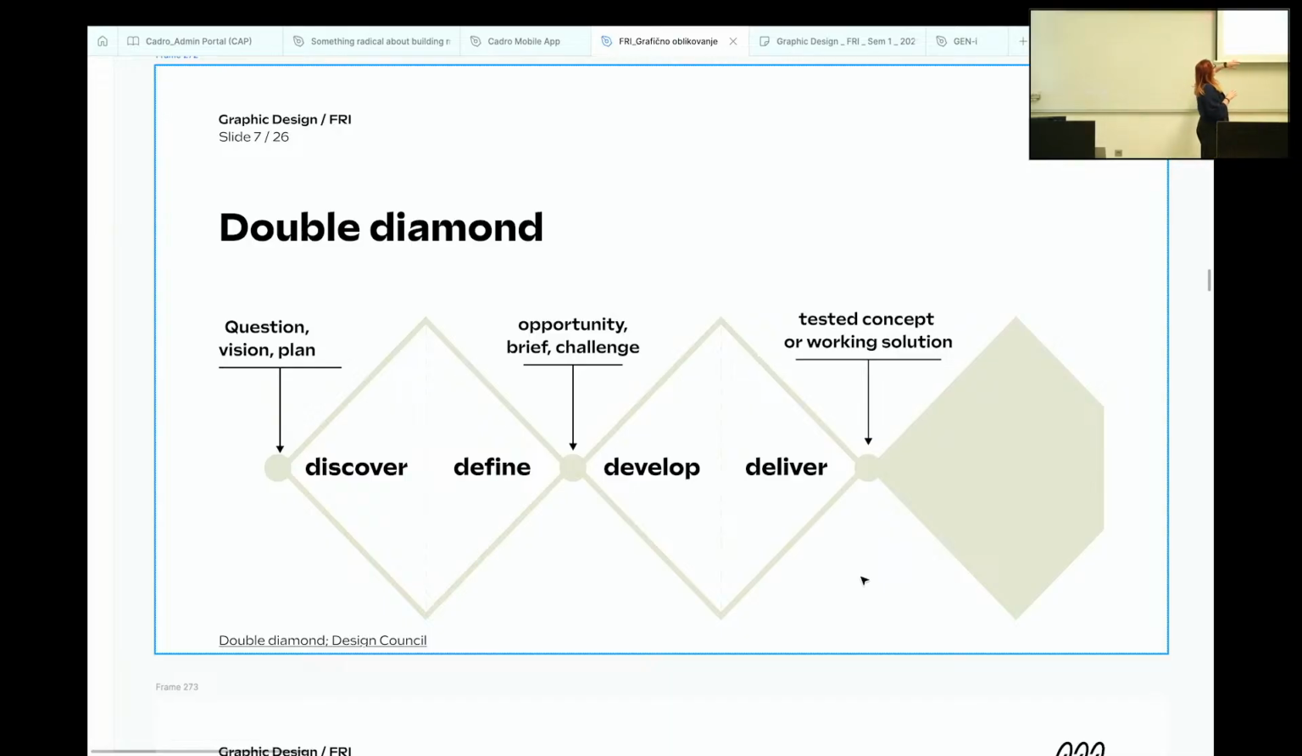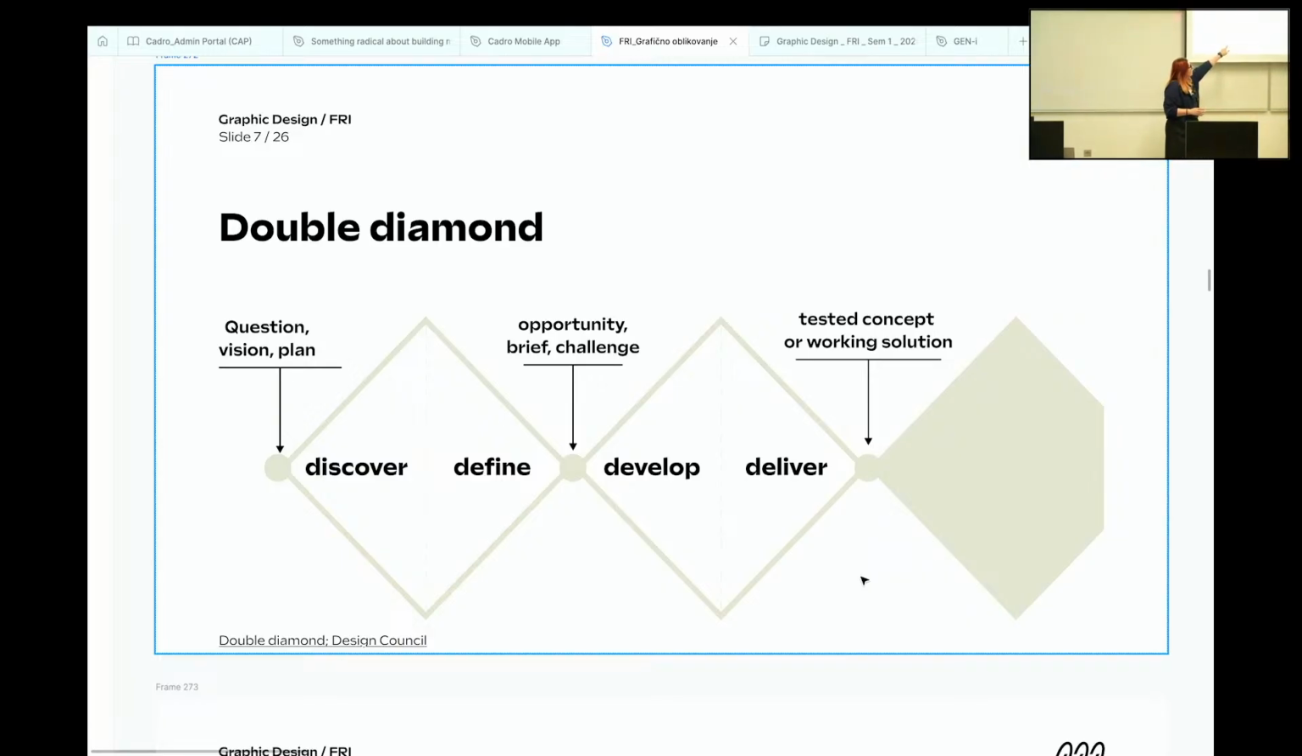So how is it supposed to start? We have a question, a vision, or a plan, and we go into a discovery phase. In the discovery phase, we need divergent thinking. So we're opening up. We're looking for as much information as possible. We're looking at desktop research. We are talking to people. We are observing what our potential users are doing, how they are solving the problem now. We collect analytics, we look at competition, so anything that gives us information about this space.